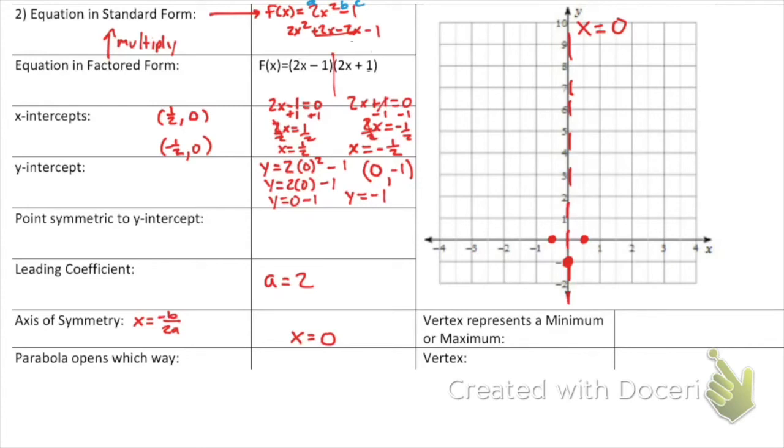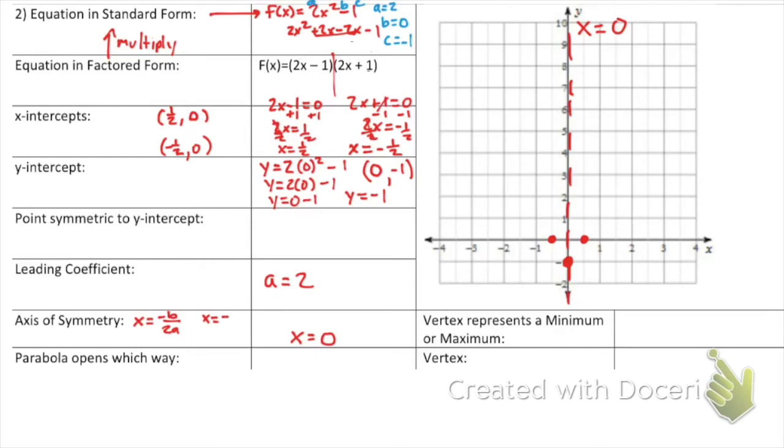So if I had to label these, my a is 2. My b, since it's not there, is 0. And my c is negative 1. So I would then plug this information into the axis of symmetry formula. If I did that, we would get this. Again, this is a second way of doing it. If you don't have a graph, this is how you would do it. And we'll get into more detail here.